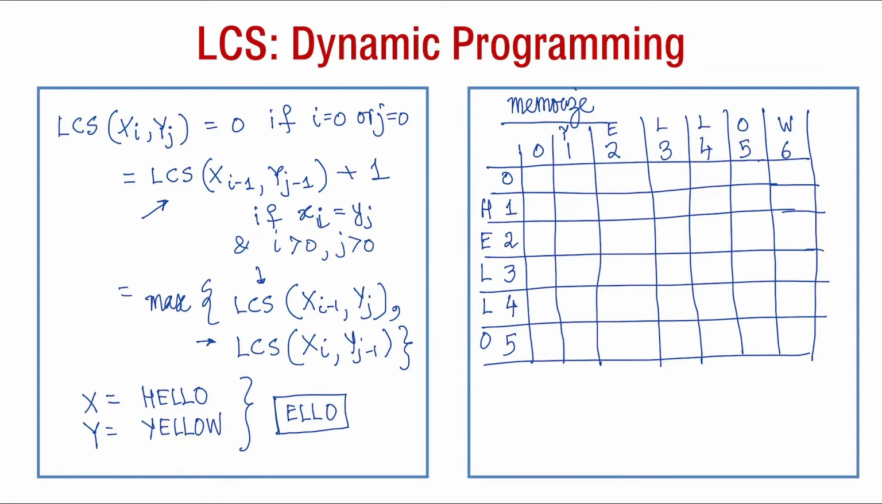We create this matrix, and every row of the matrix will be this, for example, this cell of the matrix. This cell of the matrix will store the LCS of HEL with YEL. So this will store LCS of Xi, Yj. This is what it will store.